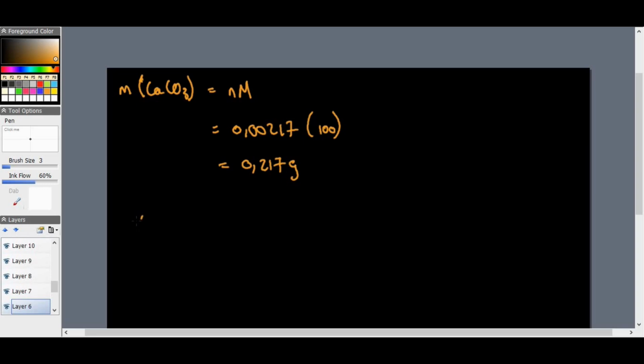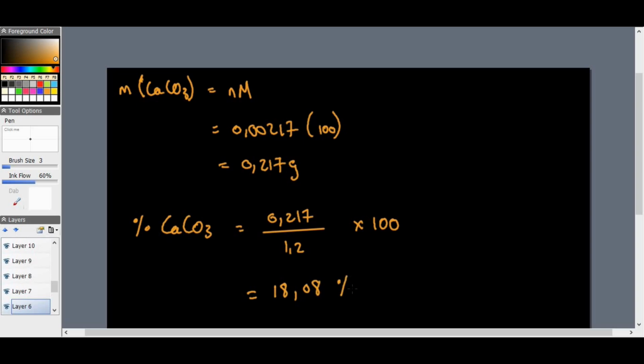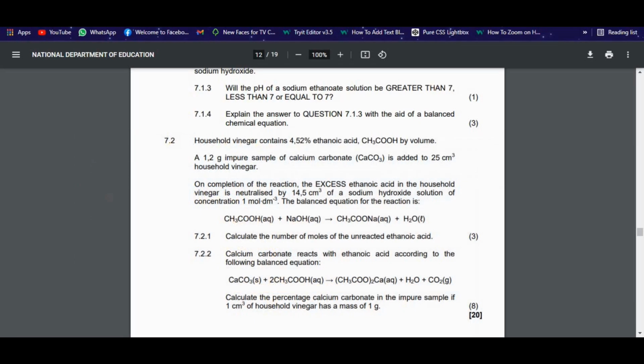Now, if you want to find the percentage calcium carbonate, that's equal to the mass of calcium carbonate, 0.217, divided by the mass, which is 1.2 grams, that said it reacted. We multiply that by 100 to get the percentage. Rounded off, we get about 18.08%.